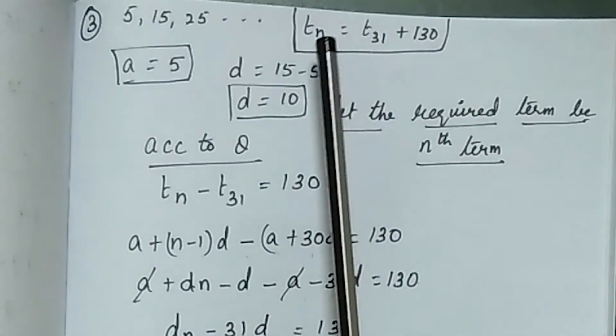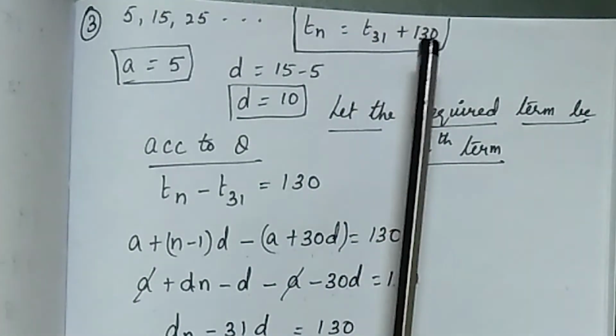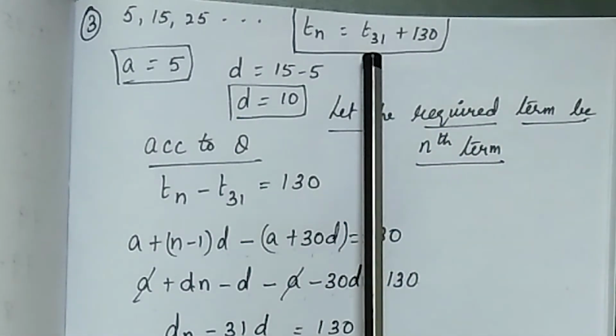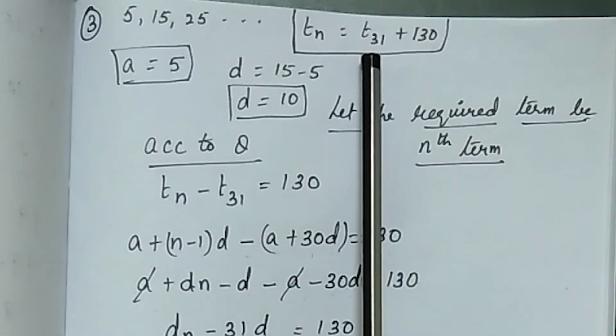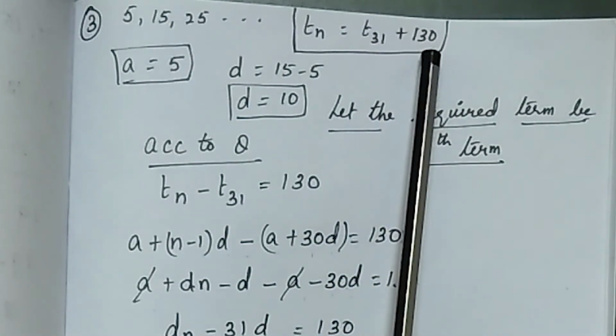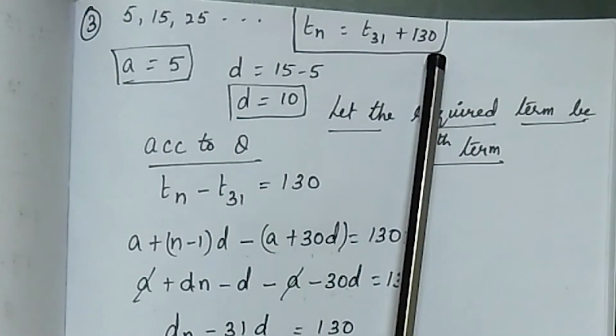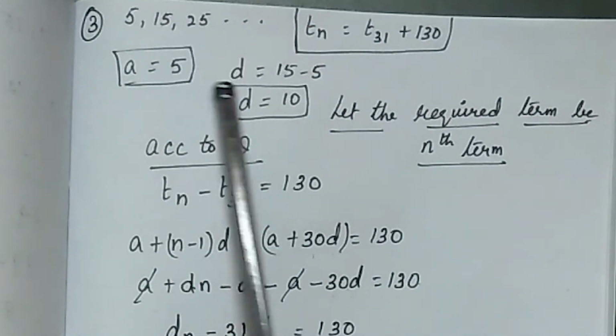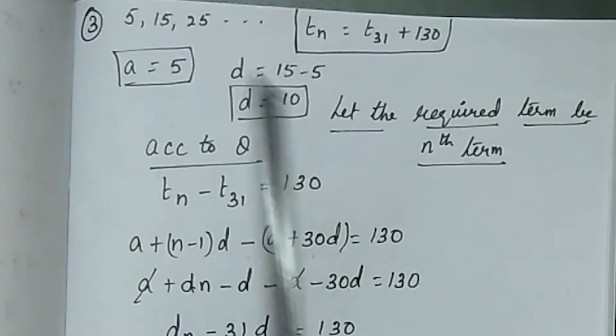What is given? Nth term is 130 more than its 31st term. Clear? So, Tn is equal to T31 plus 130. Frame the equation. Now, what is A? 5. What is common difference? 15 minus 5, you get 10.